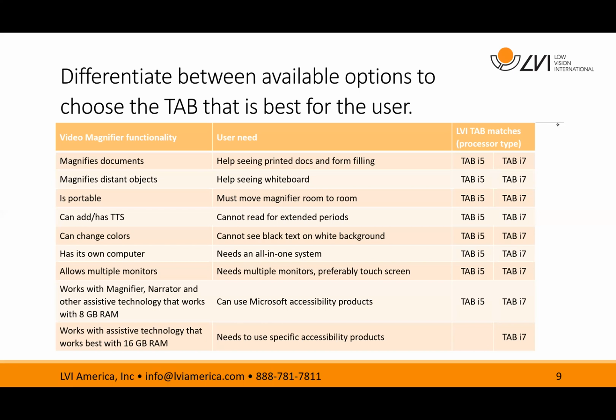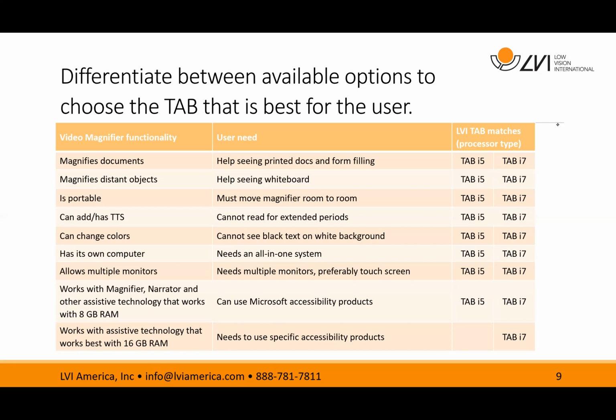The i5, it's a great computer and it does pretty much everything they want to do. But if they're using accessibility products that might require more memory, maybe they need something that has 16 gigabytes of memory, that's when you have to go with the i7. So with the i5, if you're using the built-in Narrator or Magnifier, or there's other assistive technology that works fine with 8 gigabytes of memory, NVDA, Supernova. A lot of assistive technology doesn't require you to have 16 gigabytes of RAM, but there are some that require more. I'm thinking Fusion, if you're using the whole package together, Fusion JAWS.